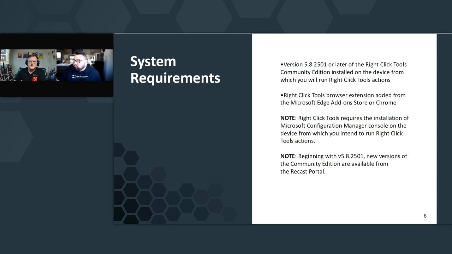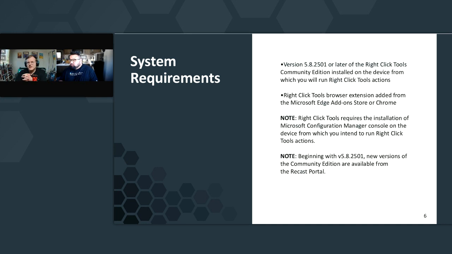Next, let's kind of jump into the tools itself here. So I've got the system requirements up on screen here. Essentially what we're looking for is that we would love you to have the latest version of right-click tools, but you at least need to have that version 5.8.2.501. That's going to get you access to be able to use these tools.